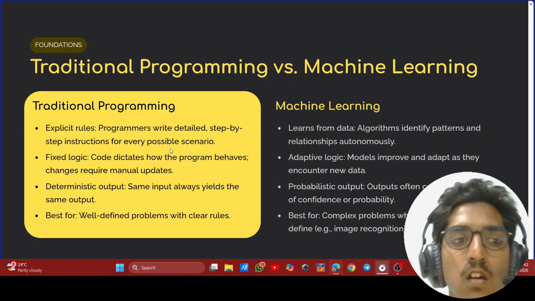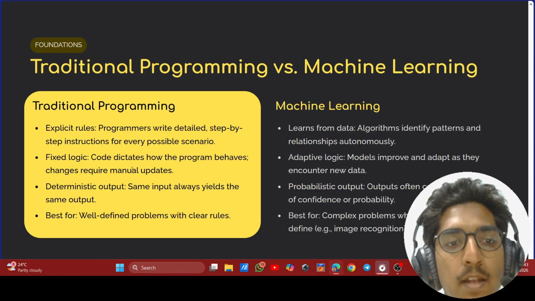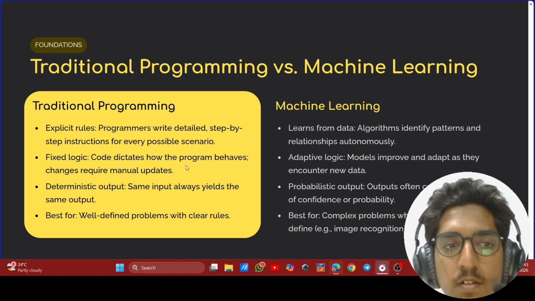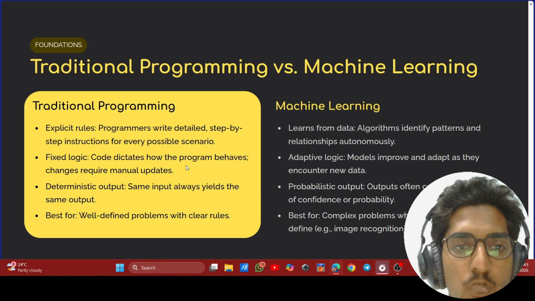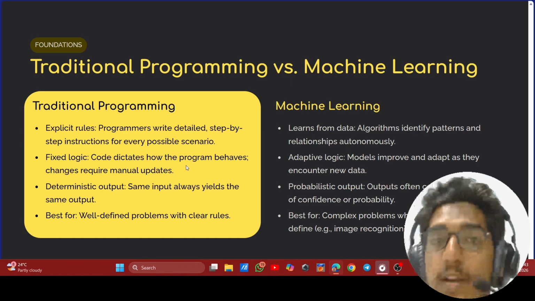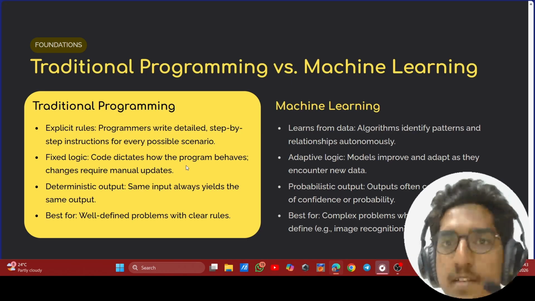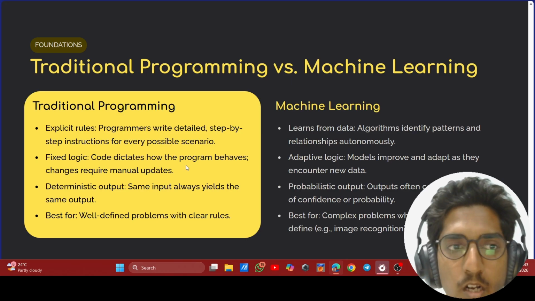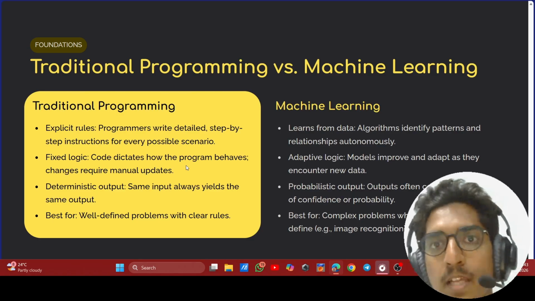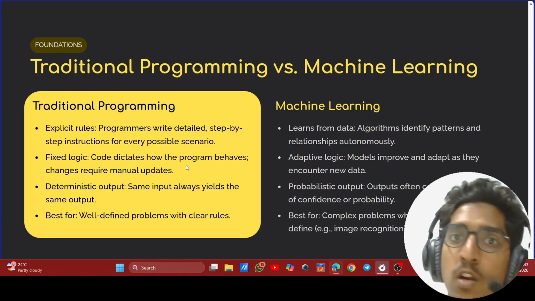The second difference is fixed logic. In traditional programming, what happens? The code dictates how the program behaves, and changes require manual updates. So what do I mean by this? The code dictates how the program behaves, and when new data is given, it requires manual updates, because in traditional programming, the output is given only for the given particular input. But when a new input is given, the model gets stuck.